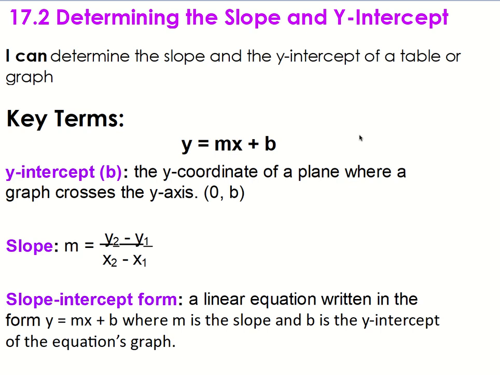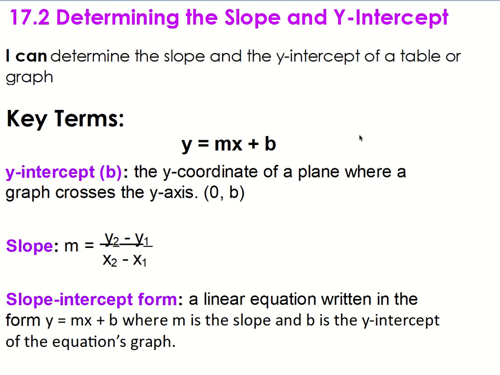Hola, mi clase. We are moving on to 17.2, determining the slope and y-intercept. So I can determine the slope and the y-intercept of a table or a graph. Our key terms are our linear equation, y equals mx plus b. This is called a linear equation because it's going to make a line like we learned in 17.1.